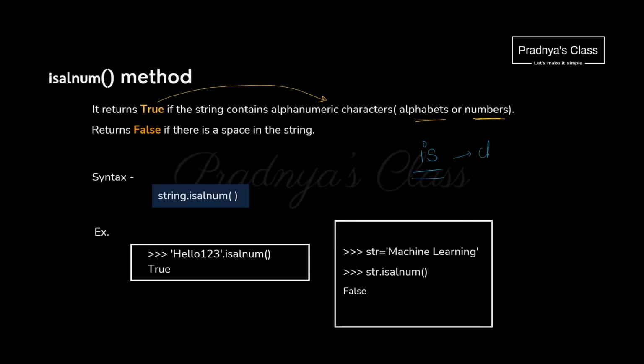Now there is a category of is methods. It will check and give the result in the form of true or false. This is the first method, isalnum. It will check whether the given string has alphabets or numbers. If so, it will give true. Make a note of it. If there is any other character, it will give false, even for a space. That's why in this example we are getting false, because there is a space. So what do we want? Only alphabets or numbers.